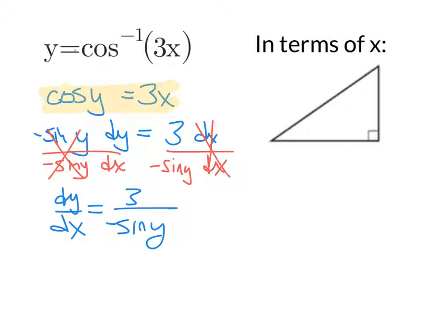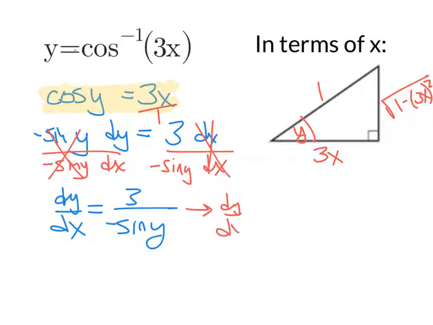Since the cosine of y is equal to 3x, that means that y is the angle, and 3x over 1 is the cosine. Cosine being adjacent over hypotenuse. Then to find the missing side, you can use Pythagorean Theorem, which would be the hypotenuse squared minus the other side squared, 3x squared. Great. Now with this triangle, we have everything we need to rewrite our derivative in terms of x.